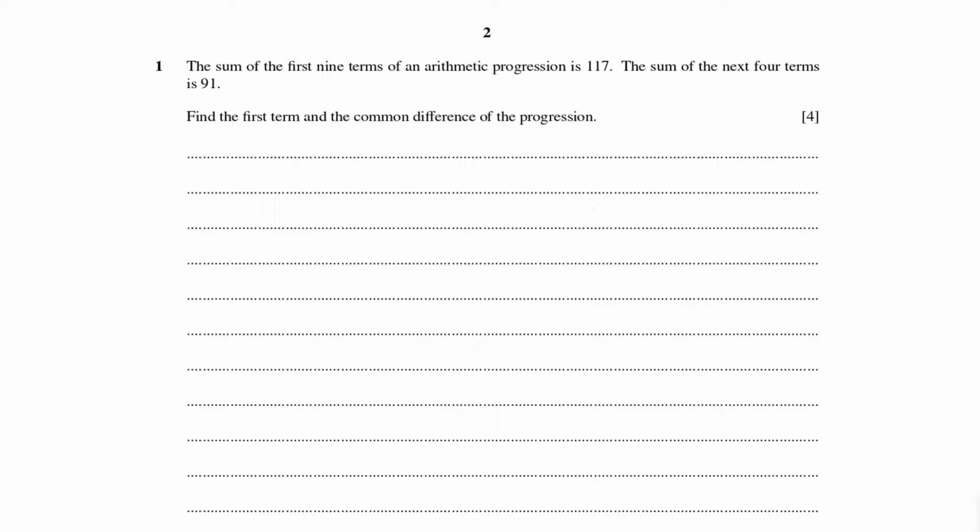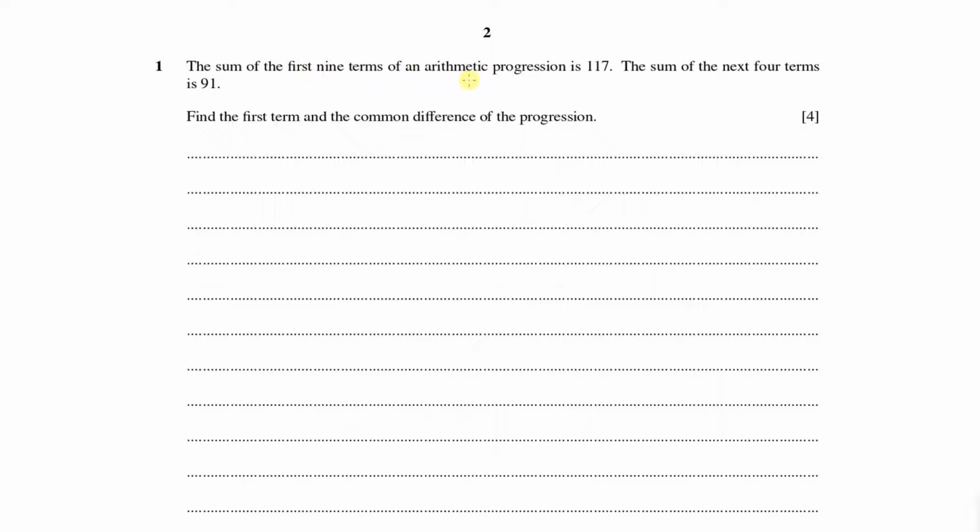Question number 1. The sum of the first 9 terms of an arithmetic progression is 117. The sum of the next 4 terms is 91. Find the first term and the common difference of the progression.